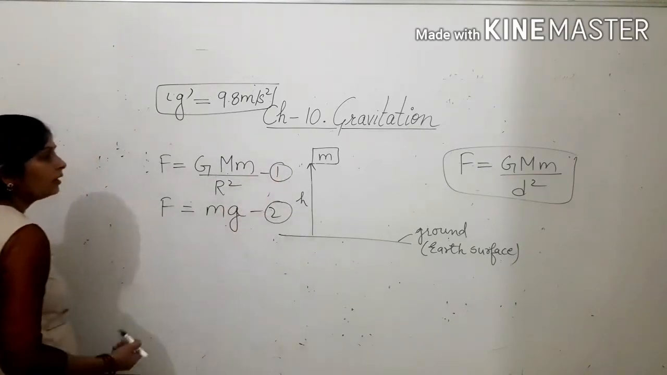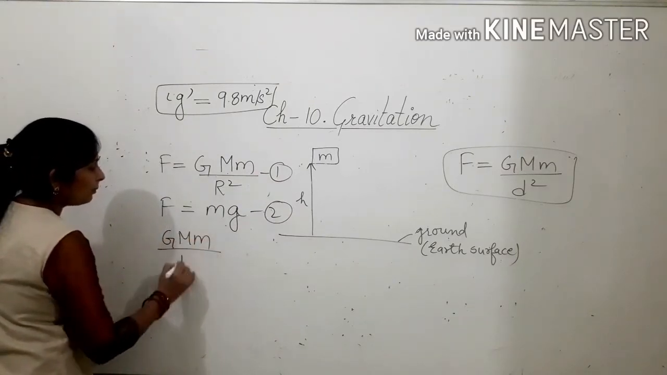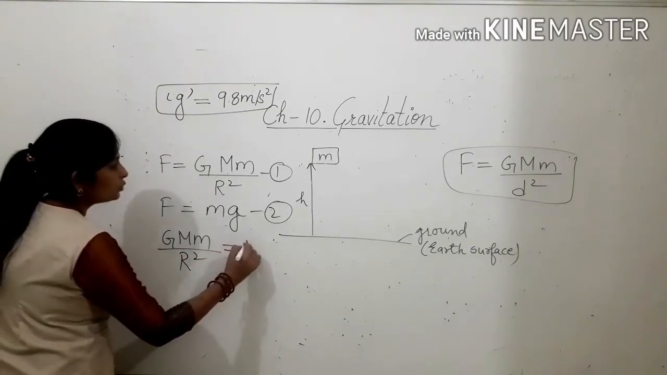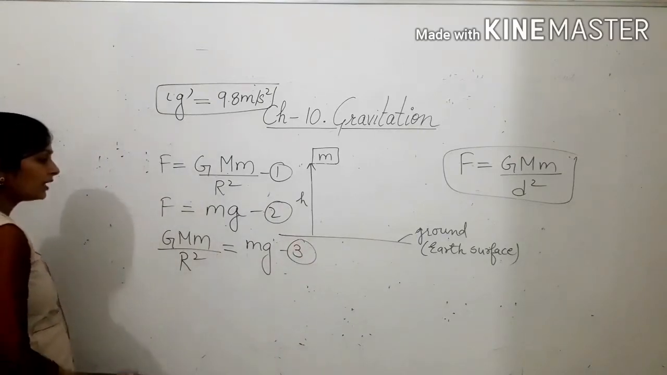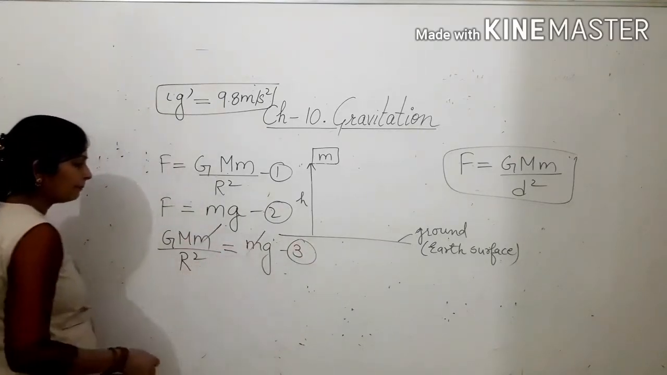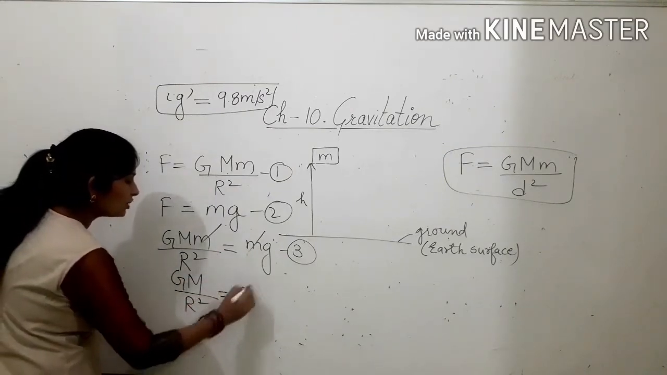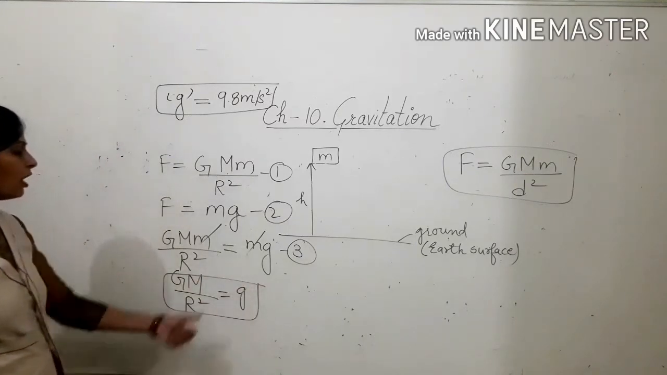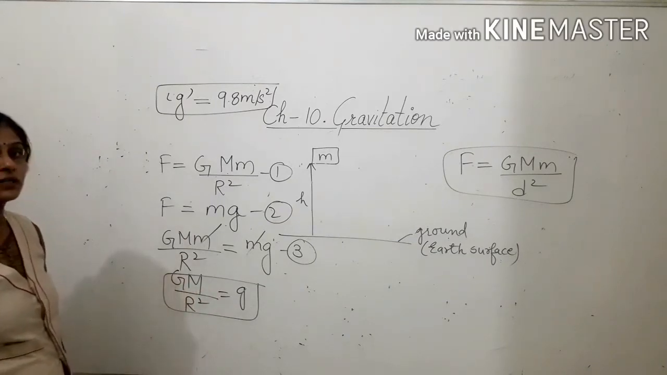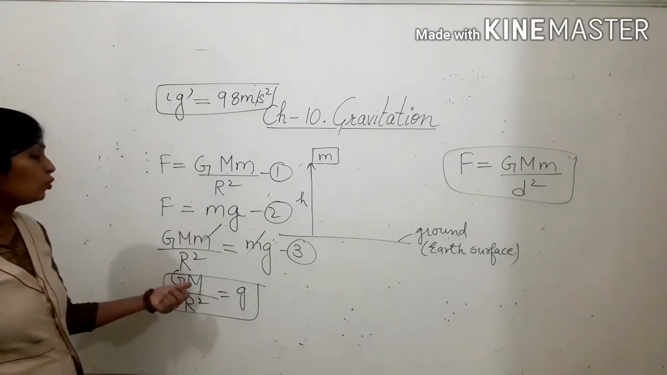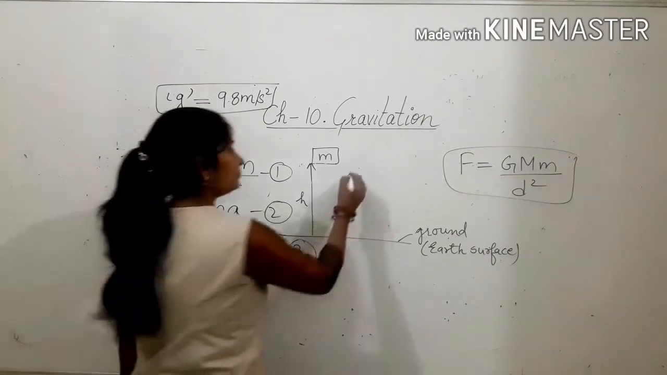So on equating both steps, we get G M m upon r square is equal to mg. This is third step. Now cancel m by m. We get G M upon r square is equal to g. So what is the formula of g, acceleration due to gravity? It is G M upon r square: gravitational constant into mass of Earth upon radius of Earth square.